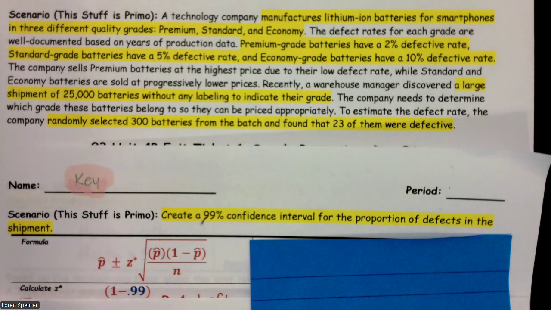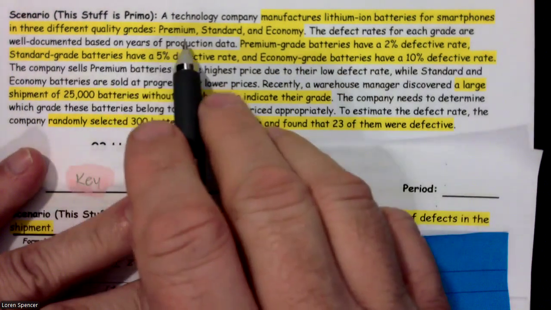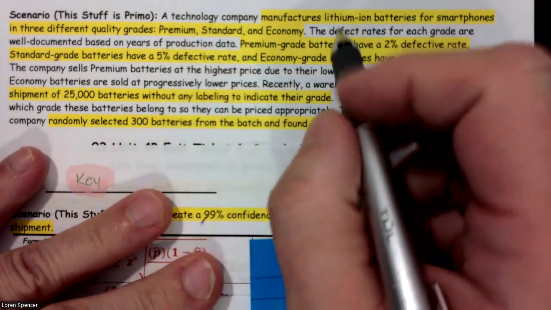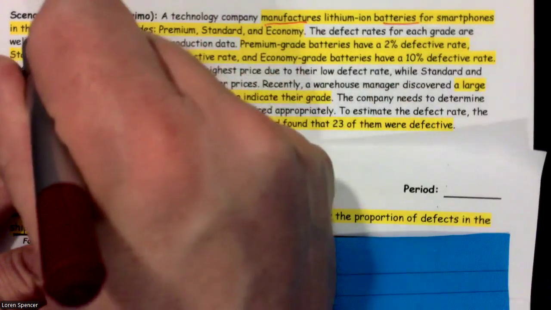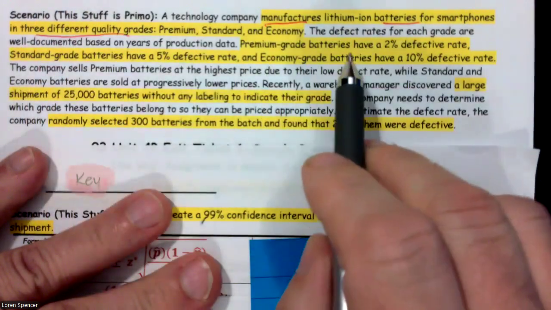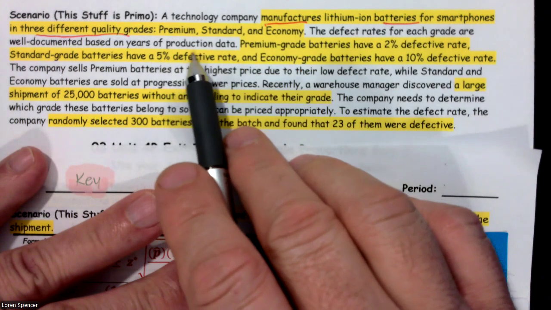This is on the one sample proportion confidence intervals, and the scenario is this stuff is primo. A technology company manufactures lithium ion batteries for smartphones in three different qualities: premium, standard, and economy. So we're manufacturing batteries and we have three different levels. The defect rates for each grade are well documented based on years of production.